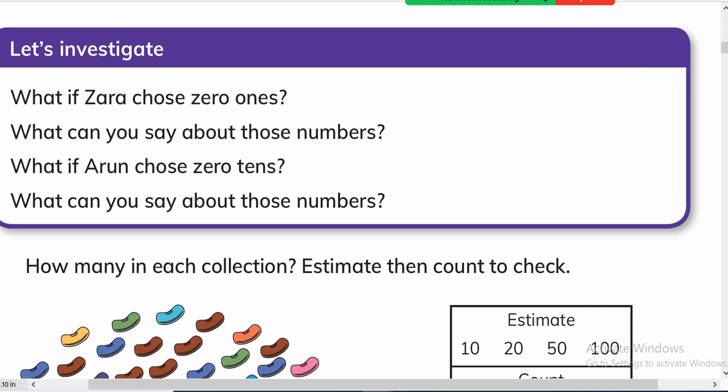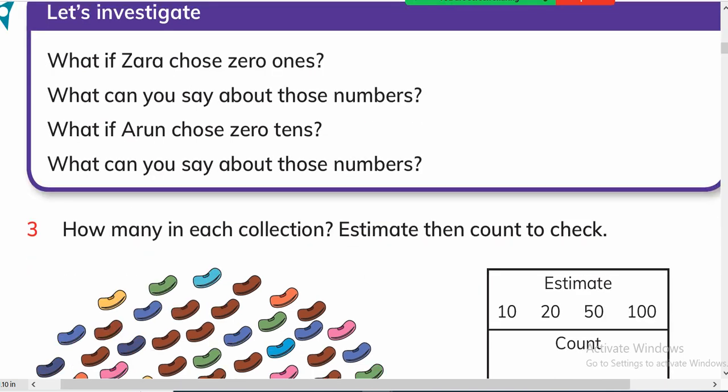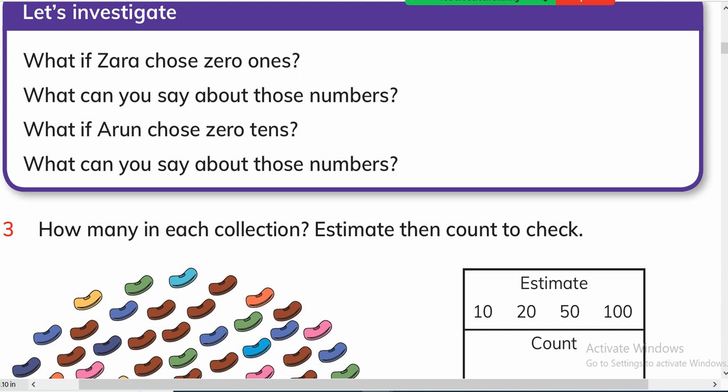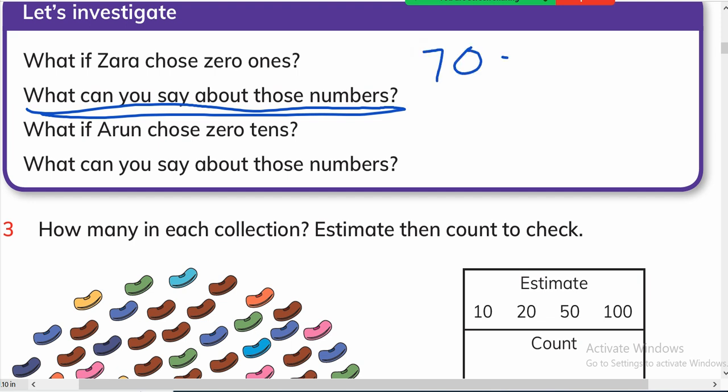Okay, next is, what can you say about those numbers? We can say that those numbers are like multiples of 10, 70, 80, 60, and then add some ones in it. Okay, what if Aaron chooses 0 tens? If Aaron chooses 0 tens, then we'll have a single digit number. What can you say about those numbers? About those numbers we can say that they are multiples of tens plus any ones.